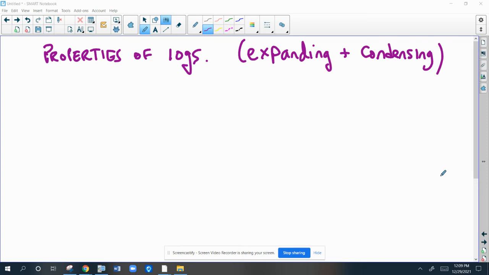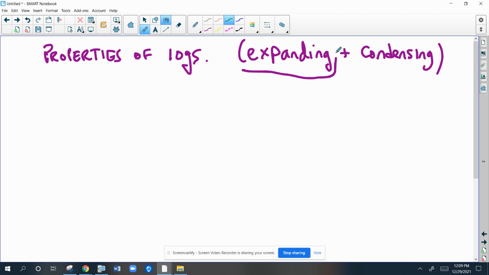All right, so here's a quick review for you on properties of logs, which are going to be very, very, very useful in the calculus involving logs. We use these to expand and condense log expressions. In calculus, at least for derivatives and integrals, we're usually expanding.